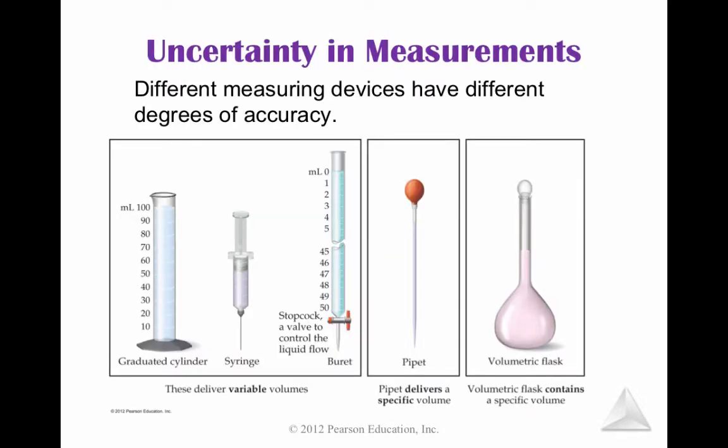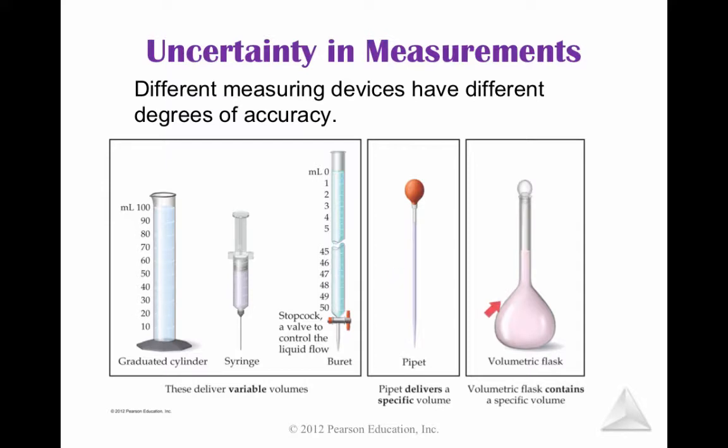So I talked before that different pieces of lab equipment have different degrees of accuracy. So graduated cylinder, syringe, a burette, these can all give variable volumes, right? The volume varies. You can fill it up to 91, you can fill it up to 45.5, they all depend. A pipette, okay, and you may not have worked with pipettes very often, this is a pipette. It delivers a specific volume.